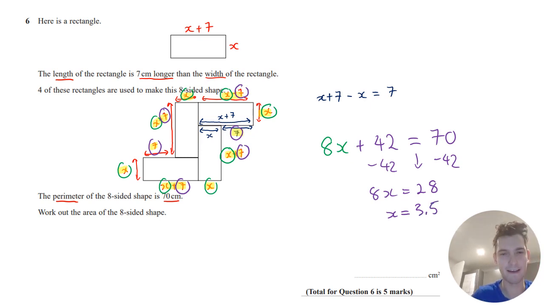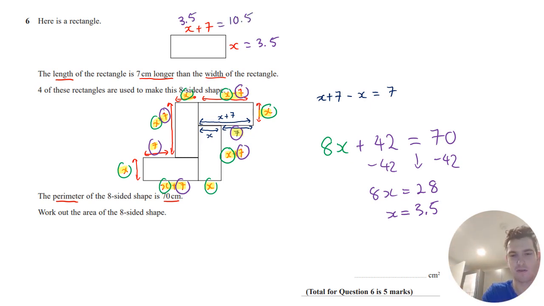So we're almost there. I need to work out the area. Well, to work out the area, I think I need to work out what the dimensions are. So let's go back to the original shape. I know that x is 3.5. And x plus 7, well, that is 3.5 plus 7, which is 10.5.